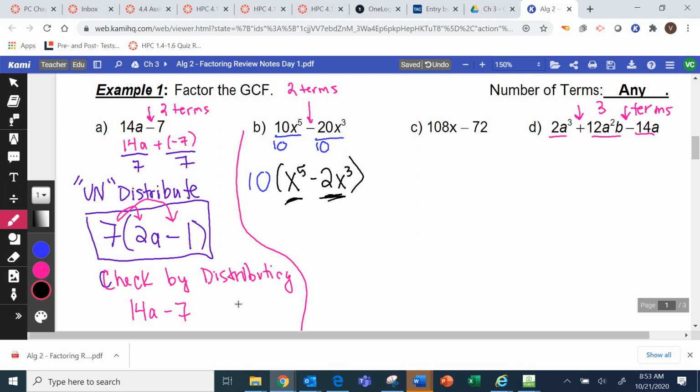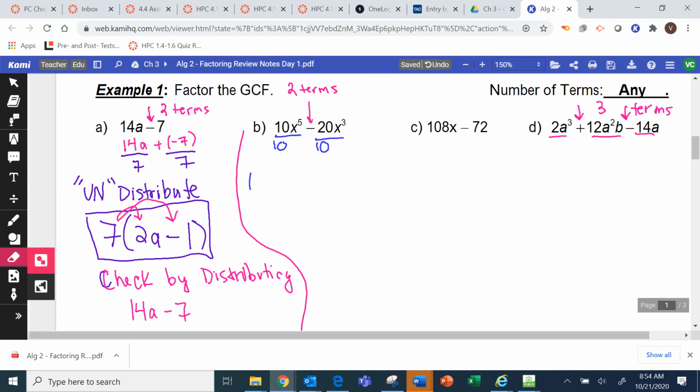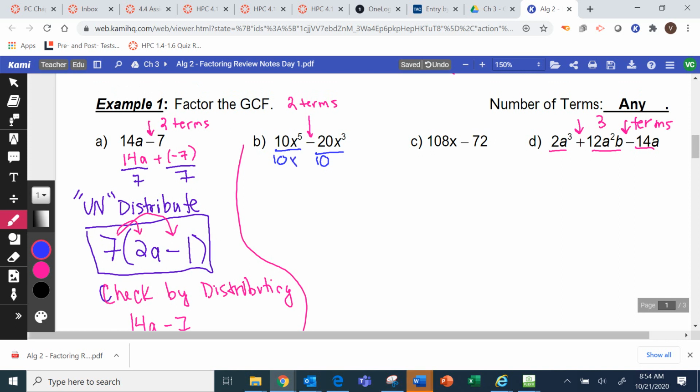So I'm going to erase this last step because that's not the greatest common factor. How many x's can I take out of both of them? What's the most amount? Aya? So I can take out x to the 3rd. I can't take out 4 of them because 20x to the 3rd doesn't have 4 x's. The most I can take out is 3 of them.